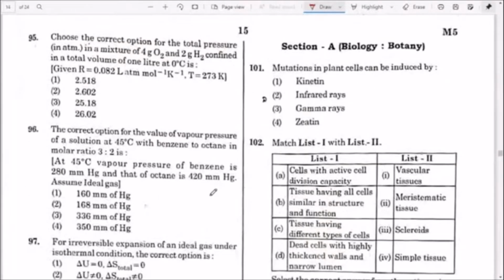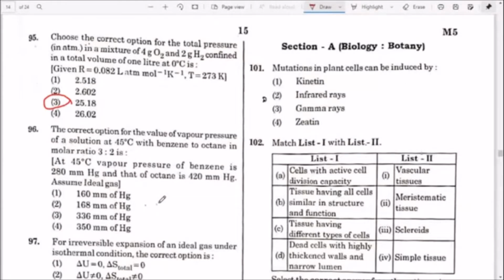Next, question number 95. Choose the correct option for the total pressure in atmosphere in a mixture of 4 grams oxygen and 2 grams hydrogen confined in a total volume of 1 liter at 0 degrees C, given R equal to 0.082 L atmosphere per mole per K. So the option 3, 25.18, is the correct option, students.